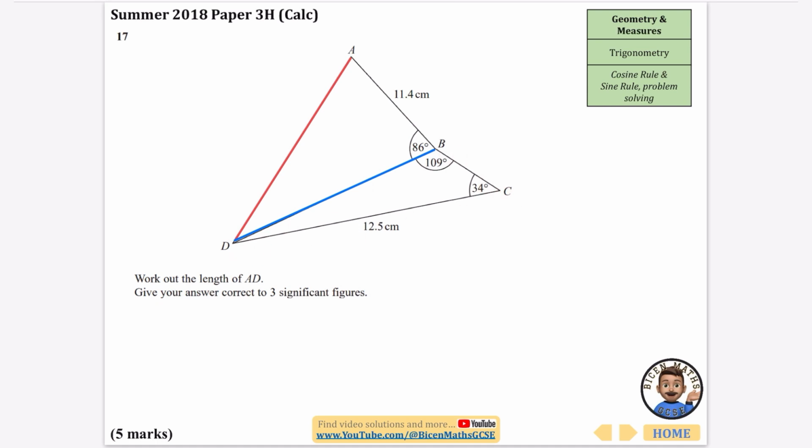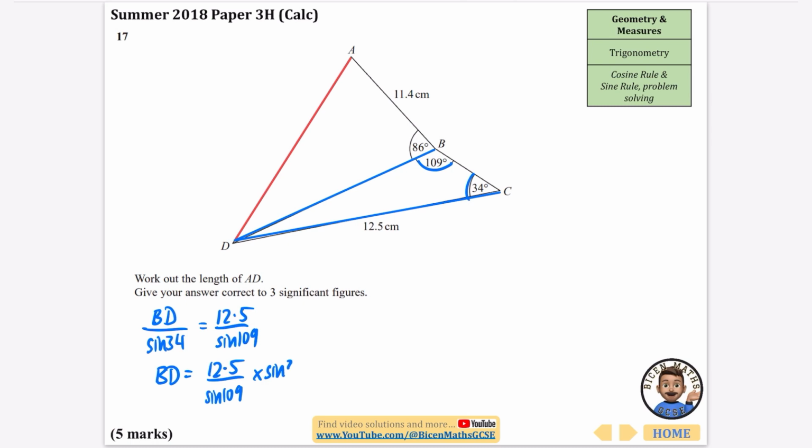I'm going to look at this triangle here. Now you'll notice I have got an angle and the one that is opposite it, and I have got an angle and the one that is opposite it. So I'm going to start off by saying that BD, this is the sine rule, BD over the sine of 34 is equal to the other length, which is 12.5, over the sine of 109. So that will tell me what BD is. It's going to be 12.5 over the sine of 109 multiplied by the sine of 34.